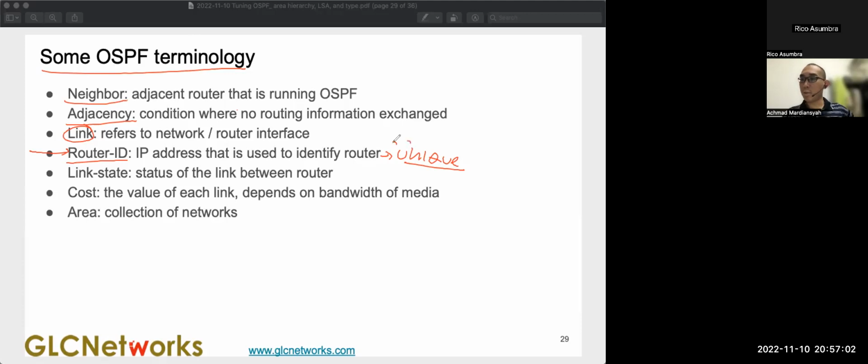So my slide here is on some OSPF terminology. This has to be unique. I had a case where the network was weird, and we found that there were two routers that had the same router ID. That is not good. So make sure this is unique. The router ID is like an IP address. Usually you put it on the loopback interface.